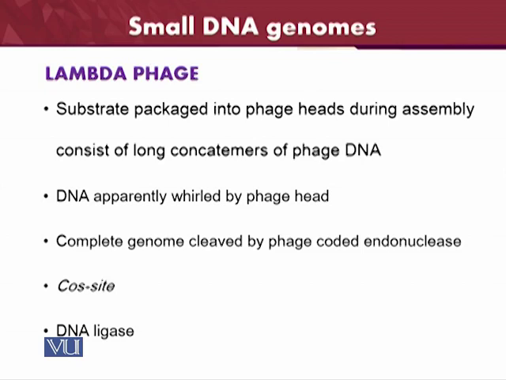The cos site is the site at the 5 prime end of the lambda phage, and it is cut by the enzyme. We will see in the diagram next how the cos site acts during lambda phage replication, and after the replication, what its function is.